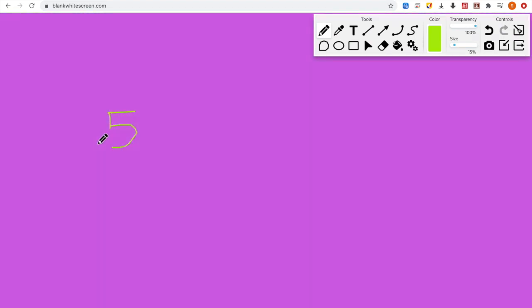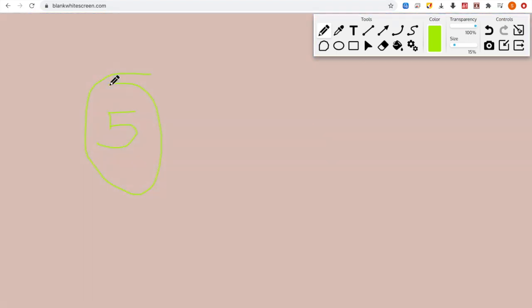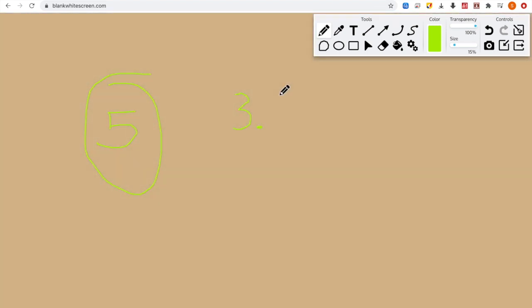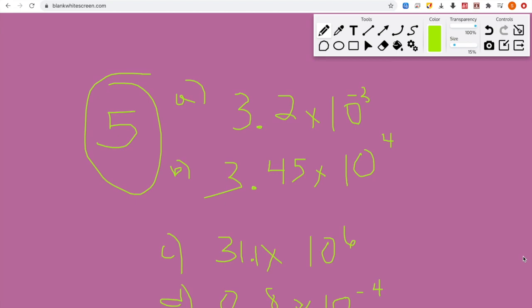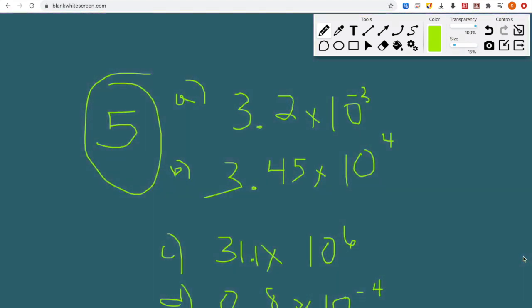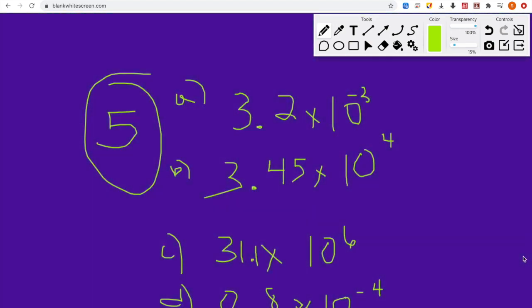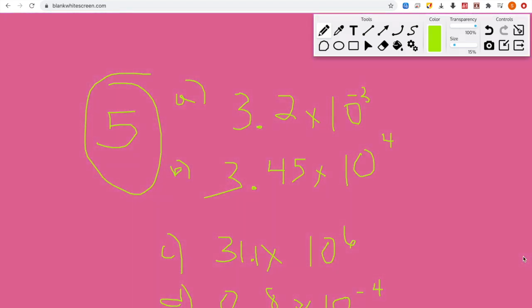Lastly, I'm going to give you one more problem that I want you to think about for a second. Here's our next and final problem. My question is, two of these answer choices are not in proper scientific notation. I want you to select the 2 answer choices that are not in proper scientific notation.